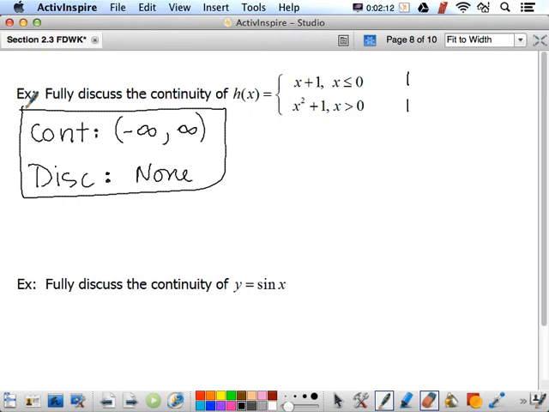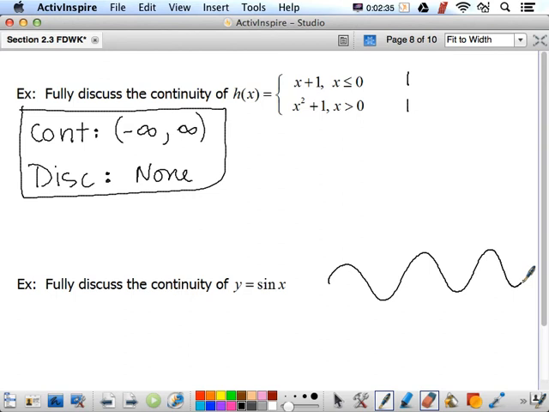I also want to talk a little bit about trig functions with you. Let's talk about y equals sine of x. Do you guys remember when we graphed sine and cosine graphs way back when? Remember they were waves and they went on forever and ever and ever. Was there ever a disruption to that wave? No. So sine of x is not going to have any discontinuities either.